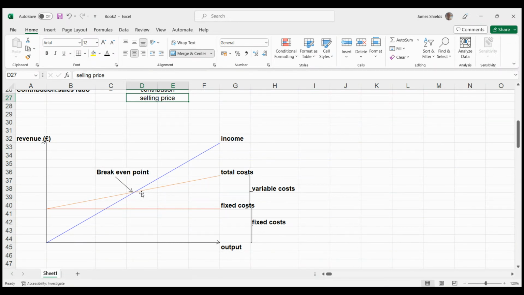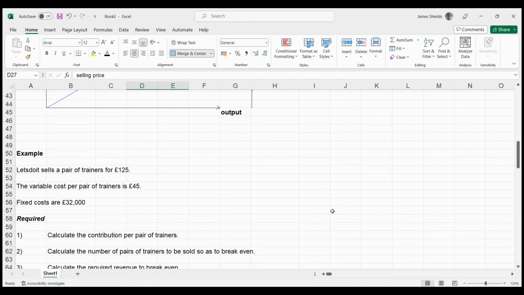Where the total costs are equal to your income, that's your break-even point. So the number of units will be down the bottom and the costs and the revenue will be on the vertical axis. Now the difference between the total costs and your fixed costs, that's your variable costs.